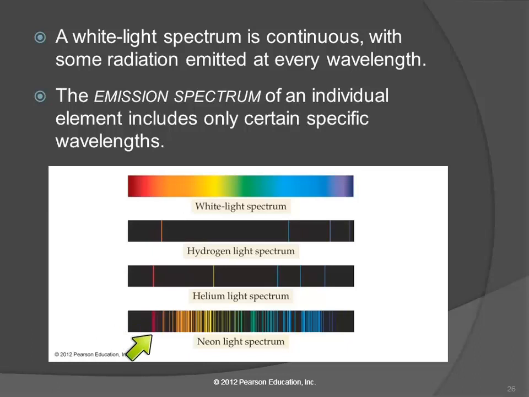Neon has a lot more lines, and yet it is still not continuous. There are specific lines. It's giving off light of particular frequencies. These are called emission spectra because it's the light that something emits. And so any individual element will give an emission spectrum that has distinct lines in it. So why does it do that?